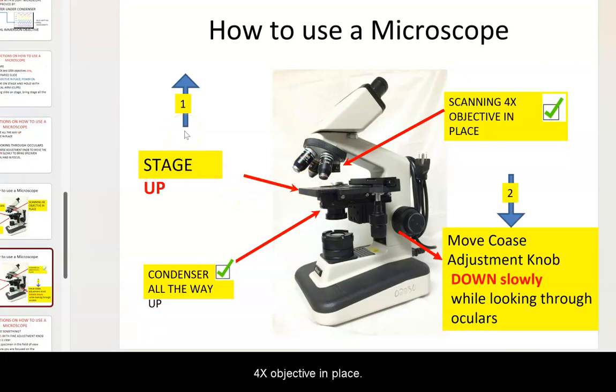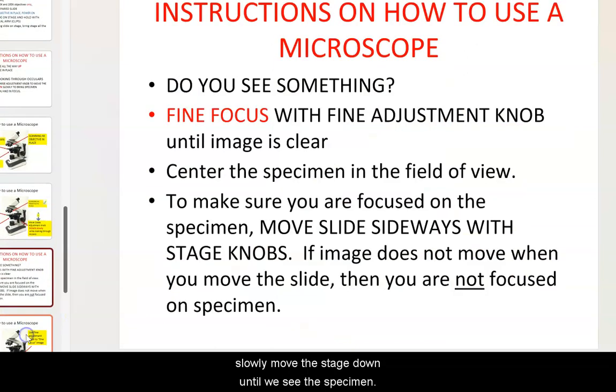So the stage is up, with the 4x objective in place. Now we're going to use the coarse adjustment knob to slowly move the stage down until we see the specimen. Once we see something, we're going to use the fine adjustment knob to fine adjust the image to make it clear. If you move the fine adjustment knob in one direction and that is not making the image clear, rotate it to the opposite direction.